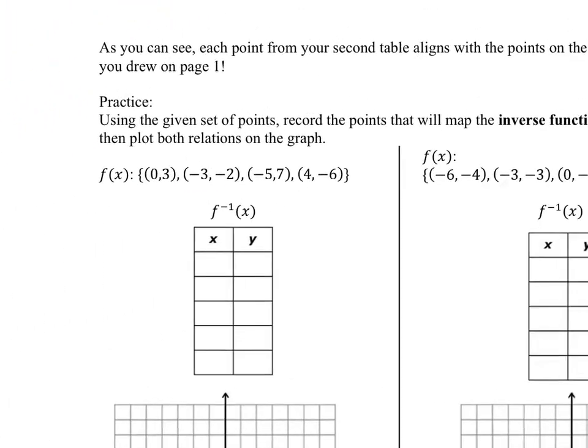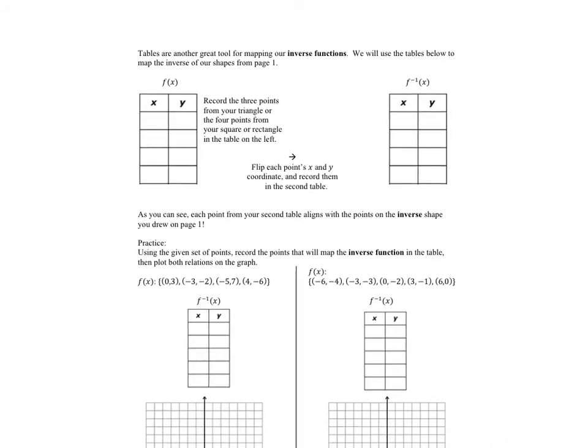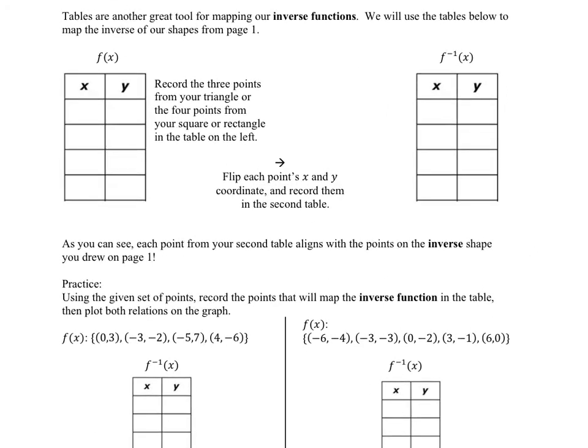Page 2 of the notes is just some practice. So this is me showing you that tables work to flip all these points over that line as well. So they're another good tool for mapping our inverse functions. You don't just have to eyeball it, you don't just have to measure to the line. If you have the points, you can use the tables to map the inverse. So all I'm going to do is record the 3 points from the triangle that I just drew in this space, and you can use your rectangle or your square if that's what you chose to do.